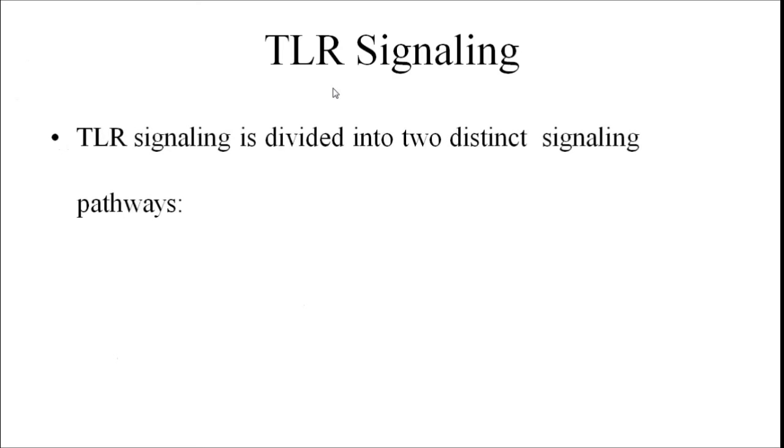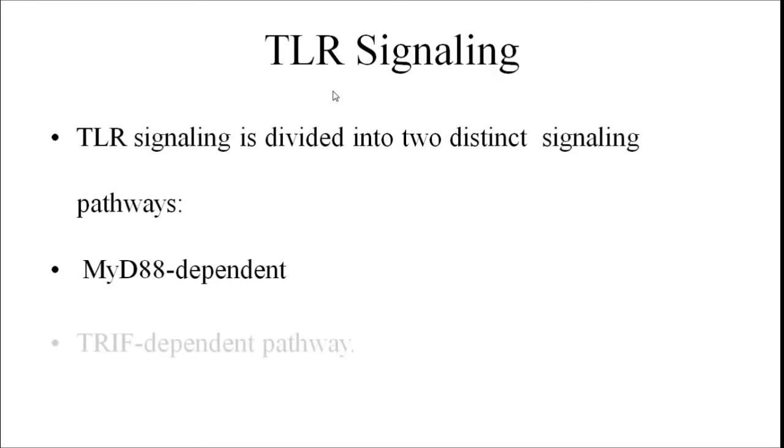Let's see how the signaling takes place in toll-like receptors. Signaling pathways in toll-like receptors are divided into two distinct categories. The first one is the MYD88 dependent pathway and the second one is the TRIF dependent pathway. We will discuss each of these pathways in detail. First we will discuss the MYD88 dependent pathway.